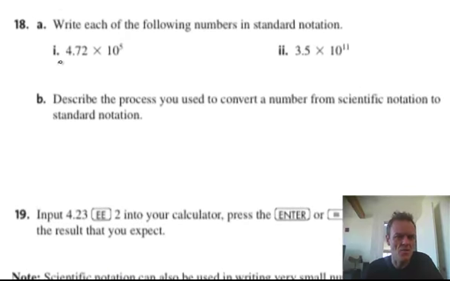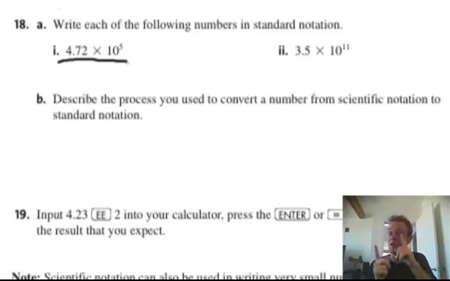Right, okay, 4.72 times 10 to the 5. Look at B as well. Describe the processes used to convert a number from scientific notation to standard. So you think about what you've got to do. I can see the big clue here is the 5, isn't it? The 10 to the 5. I know I've got to move it 5 decimal places.